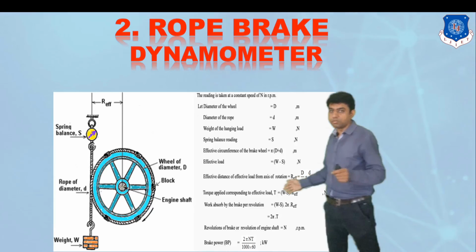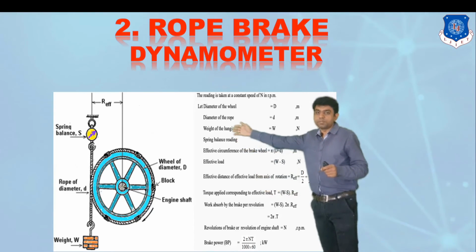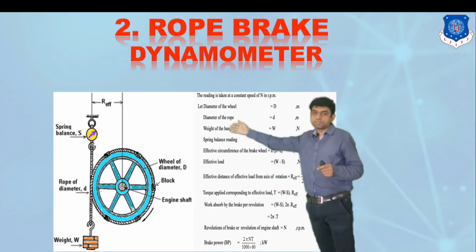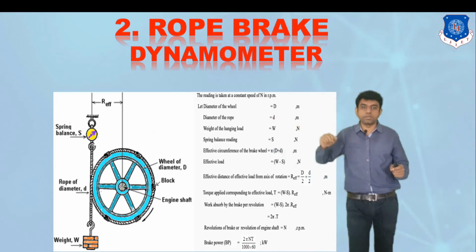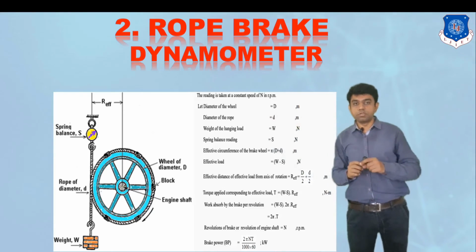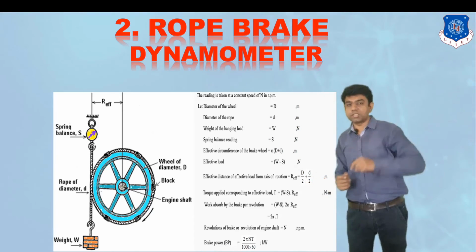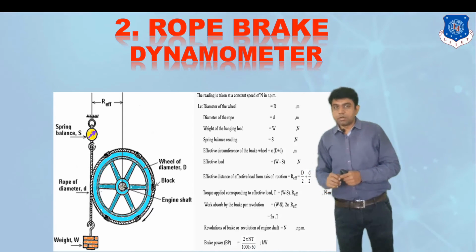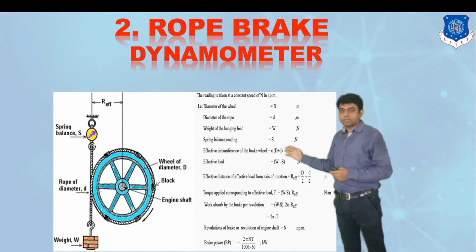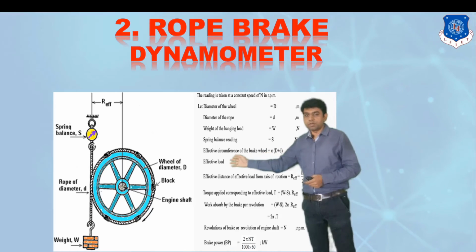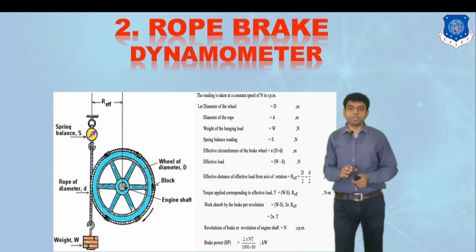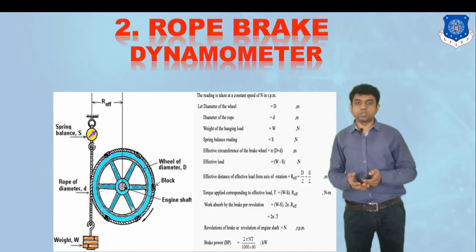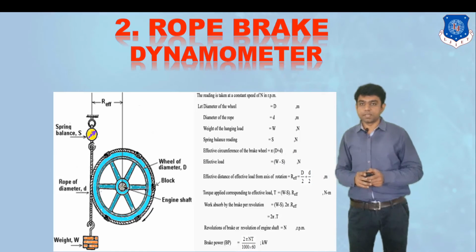So that W value would be taken. Spring weight would be indicated on the above portion, right? So we will have two values of force, but both forces are acting in the opposite direction. So if we take a free body diagram at this center point, the net effective weight would be W minus S, right? So that effective load would be taken.